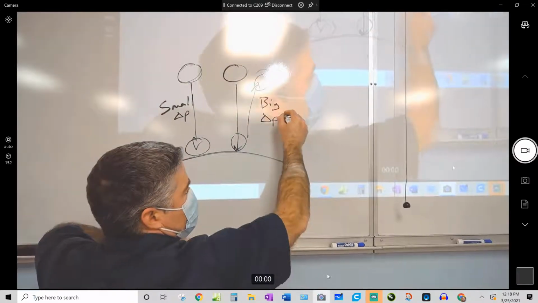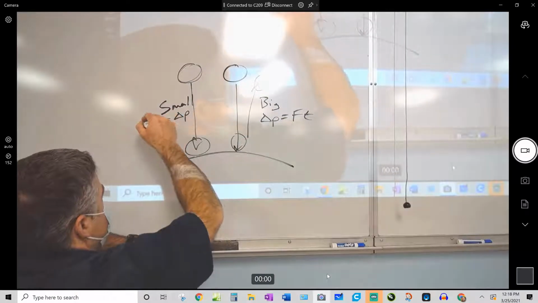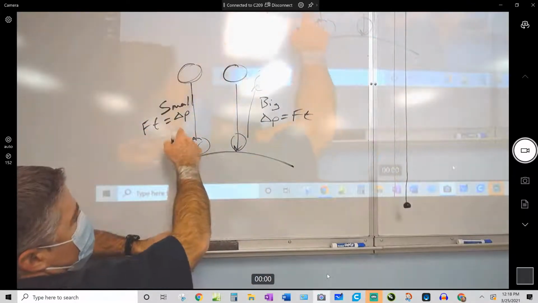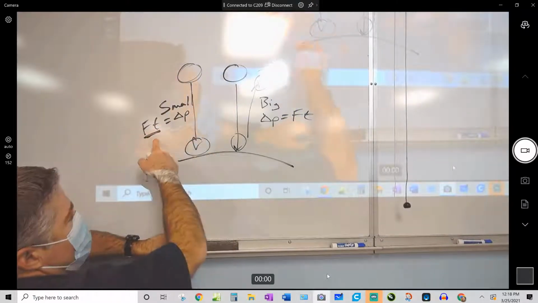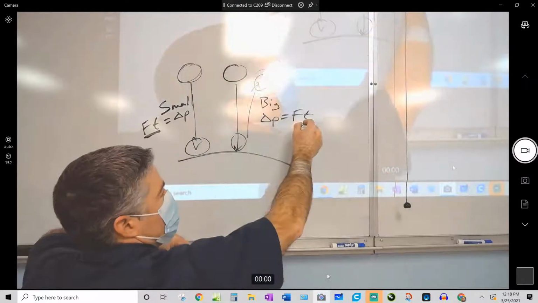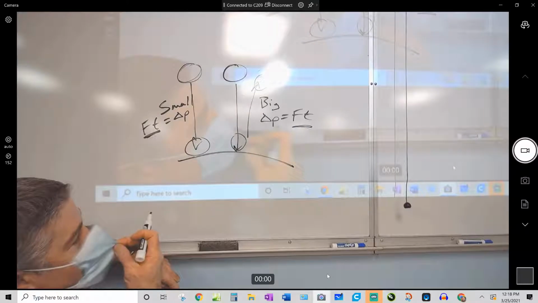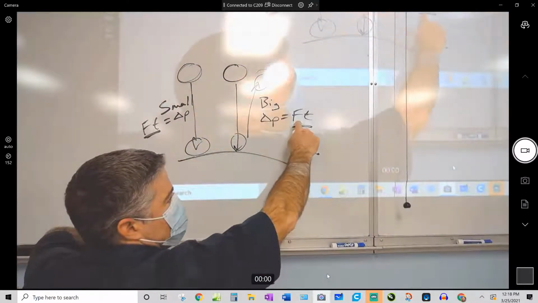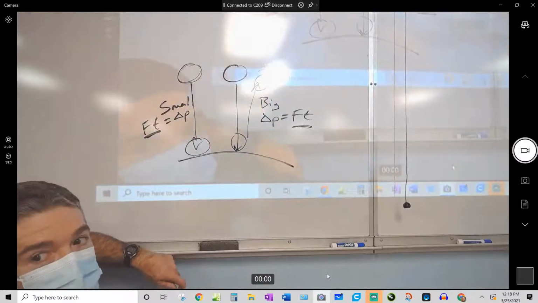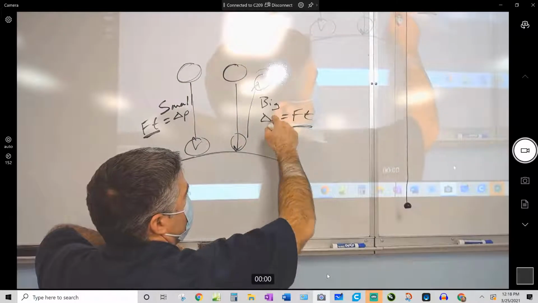So change in momentum equals force times time. If you have a small change in momentum, the product of force times time is going to be small. And if you have a big change in momentum where the thing reverses, the product of force times time is going to be big. Now, you could have force times time be really big, but the force could still be really small, right?